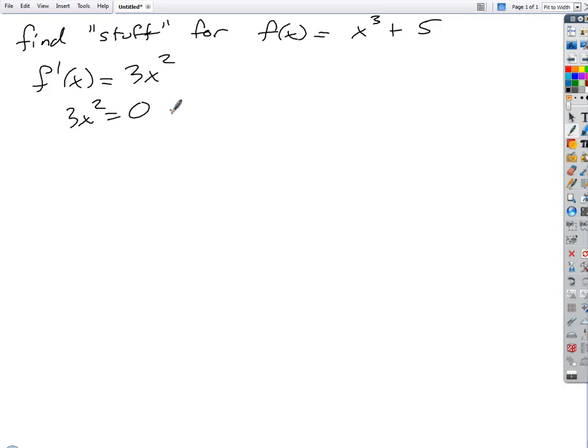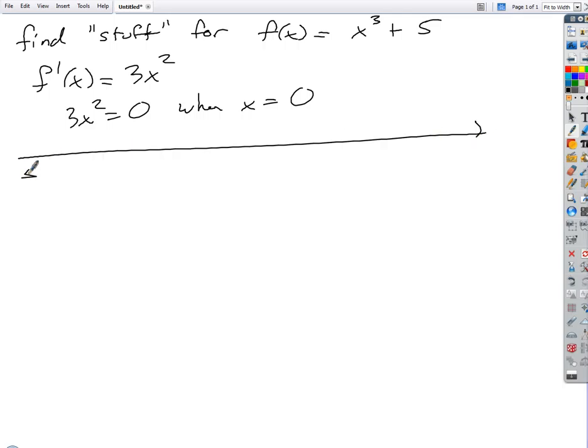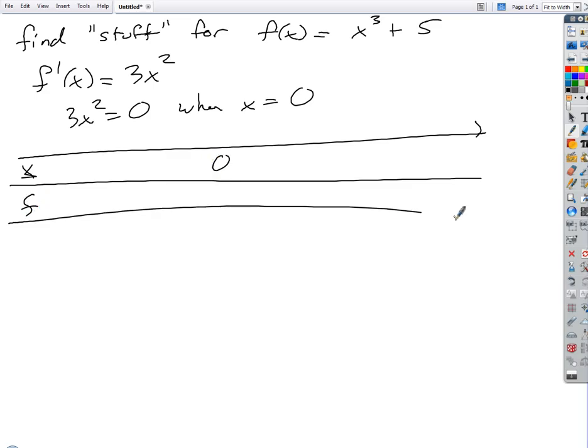3x squared equals 0 when what? When x equals 0, right? So we get one critical number at x equals 0. Okay, so let's make our table and figure out what's going on here. So there's 0. Tell me, what else should I write in my table?